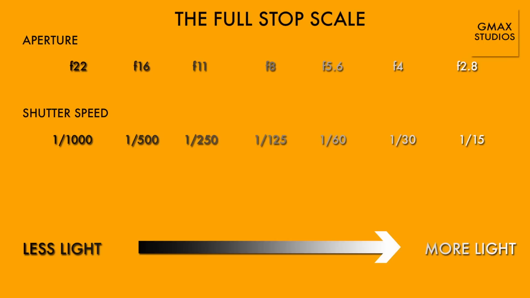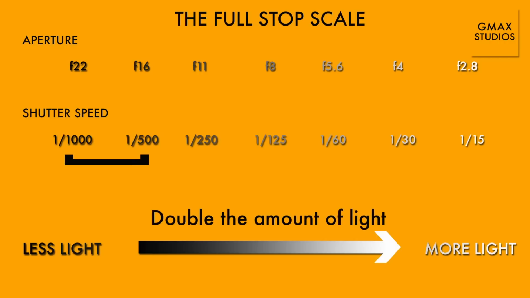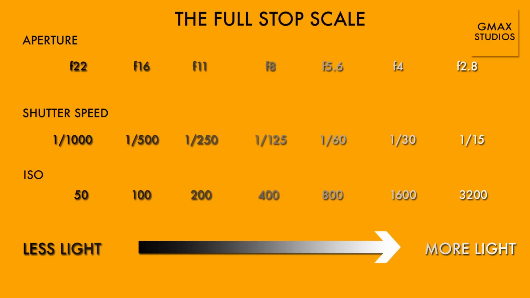The same principle applies to the shutter speed. If we slow the shutter down from 1,000th of a second to 500th of a second, the amount of light entering the camera doubles, and the same thing happens if we move from 500th to 250th. And the very same principle applies to the ISO.